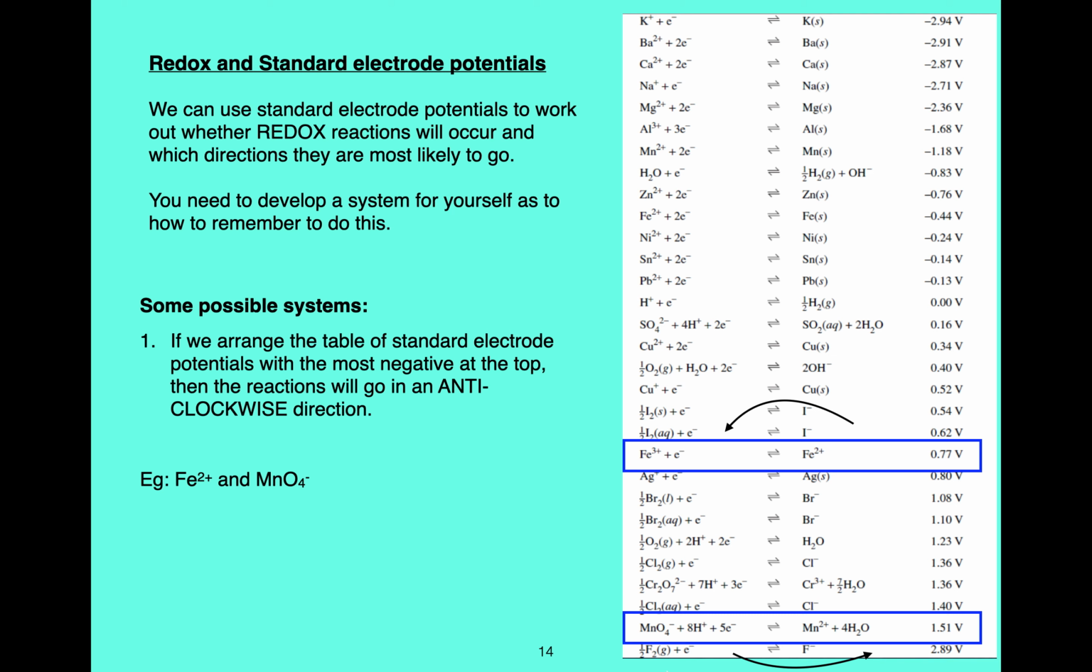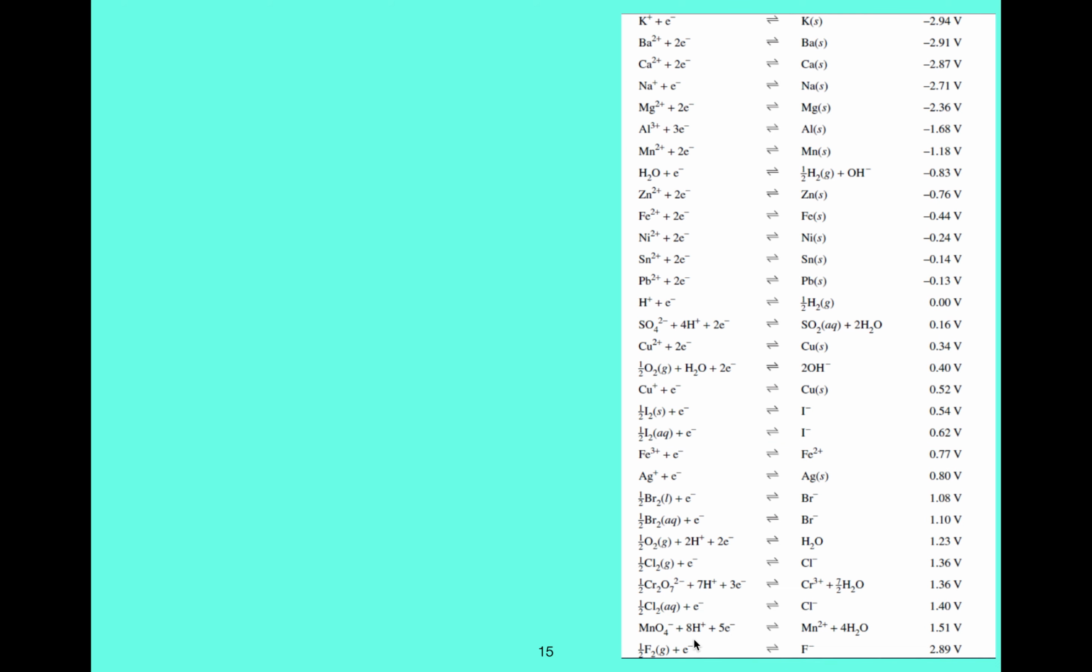Okay, remember there that that's in the presence of plenty of hydrogen ions. It's important that the manganate(VII) is acidified. Otherwise, other reactions can take place. So, anti-clockwise rule is one possibility.